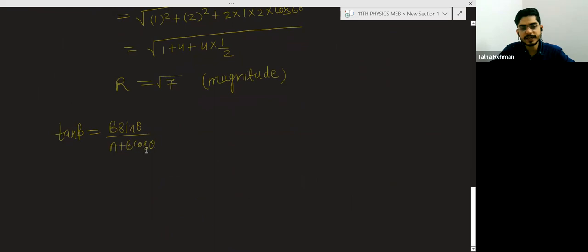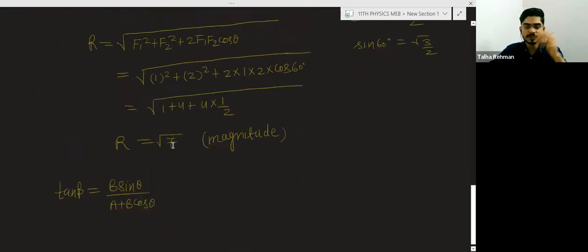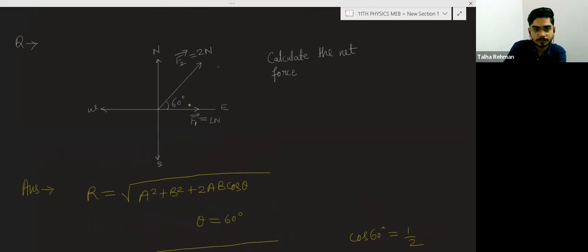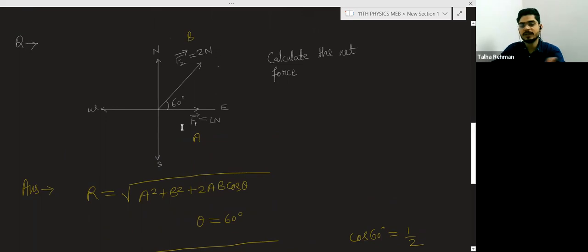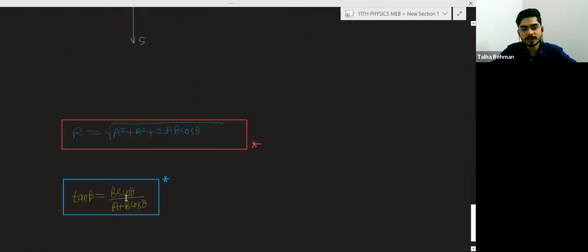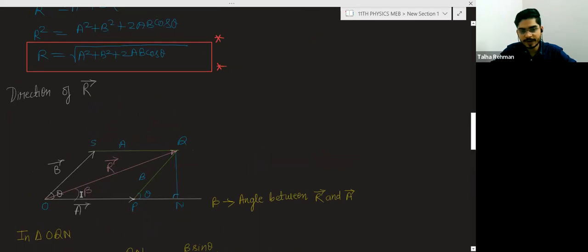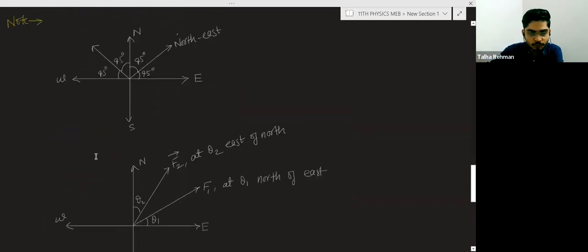Tan beta is equal to v sin theta over a plus b cos theta. So now you have considered this vector as a and this as b. You take the angle theta with respect to this. Here I have considered this formula for this. You are taking angle theta between the a vector and the b vector. Your resultant will make the angle beta with the a vector if you use this formula.